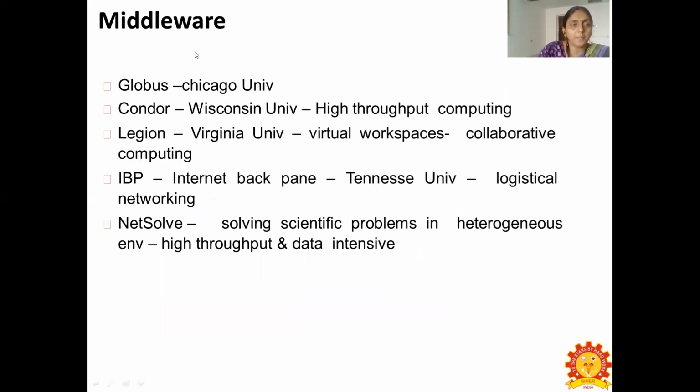And next we will see the middleware available, that is Globus at Chicago University, Condor at Wisconsin University, which has high throughput computing, and Legion at Virginia University, which has virtual workspaces and collaborative computing, and then IBP, the Internet Backplane Protocol, at Tennessee University, that is logistical networking. And next you have NetSolve, which solves scientific problems in heterogeneous environments, that is high throughput and data intensive units.